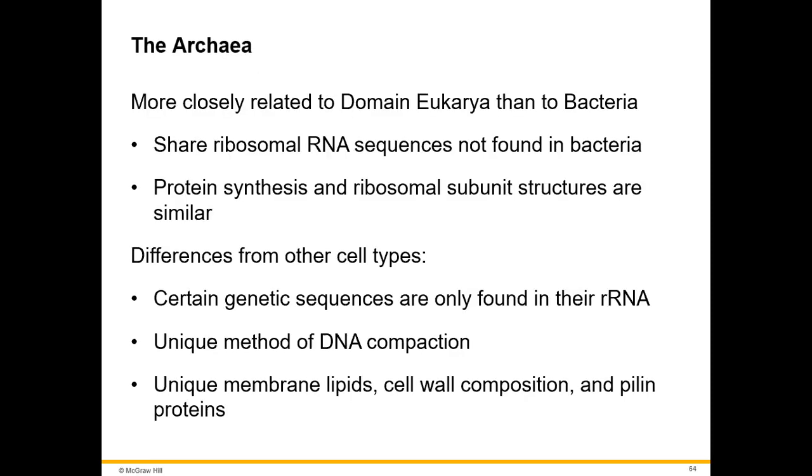Archaea are more closely related to eukaryotes than they are to bacteria. They have ribosomal RNA sequences not found in bacteria. Their protein synthesis and ribosomal subunit structures are similar. They have genetic sequences found only in the ribosomal RNA. They have a unique method of DNA compaction. They have unique membrane lipids, cell wall composition, and pilin proteins.